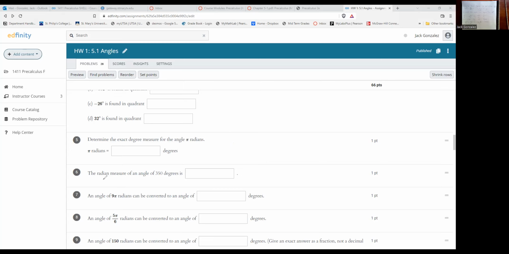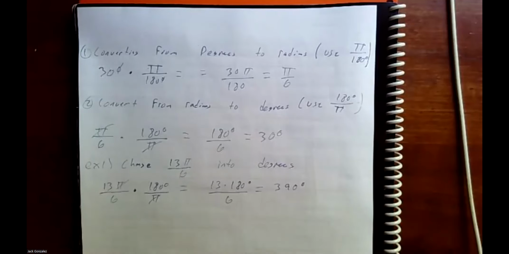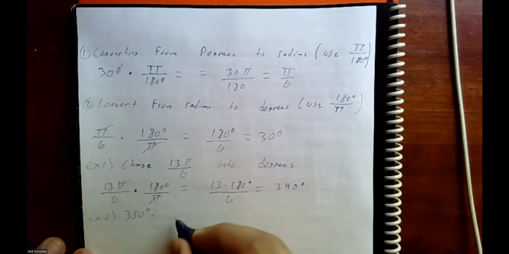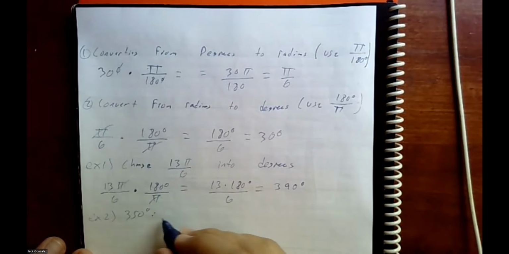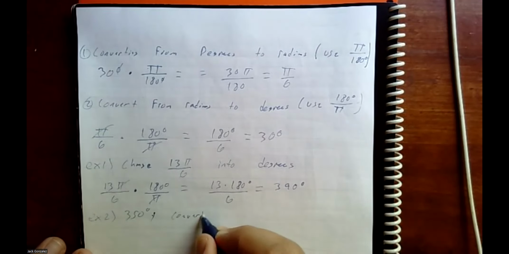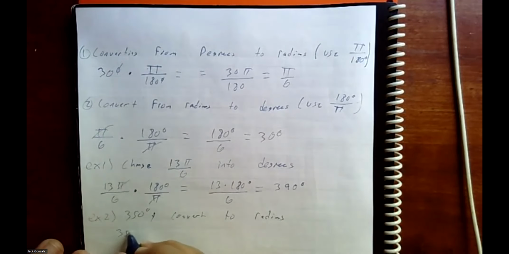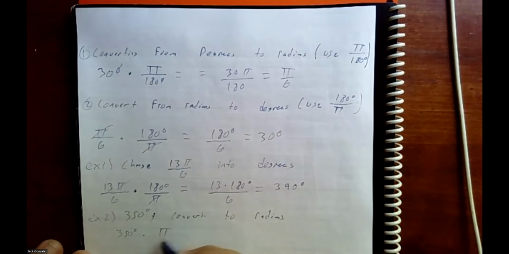Now over here, it says find the radian degree of 350. Well, you take 350. Let's do that on paper actually. Number 6. Take 350, multiply by your conversion factor. So let me write the question down. Convert to radians. So you take 350, multiply by pi over 180. So then you'll get 350 pi over 180.